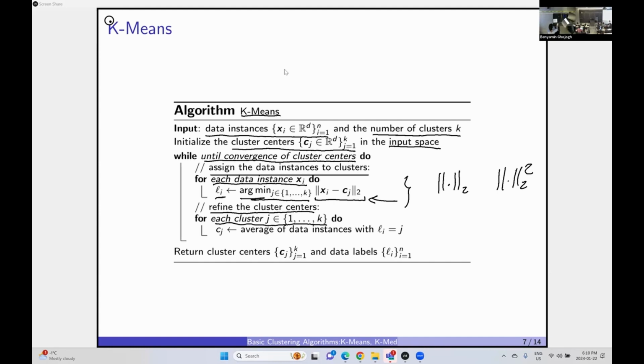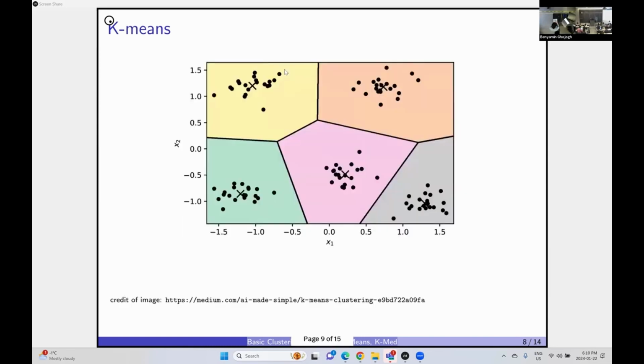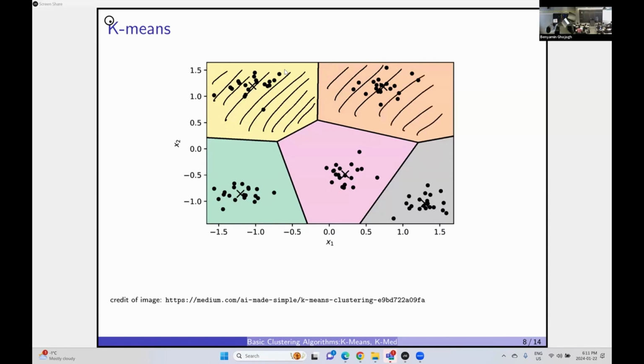So where were we? And then we take the average of the instances with Li equals j, so the data points that are assigned to the jth cluster, as Cj. And at the end, we return the cluster centers and the data labels. Okay? Example is this. Do you agree that after convergence, we are partitioning the space? So basically, all of the points which fall here belong to cluster 1. All of the points which fall here belong to cluster 2, etc. We are partitioning the space.